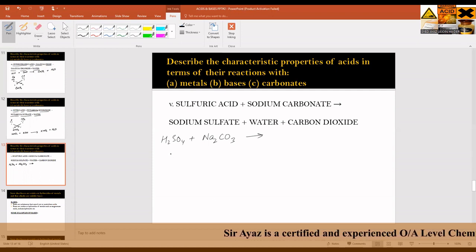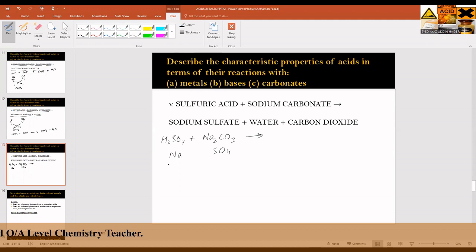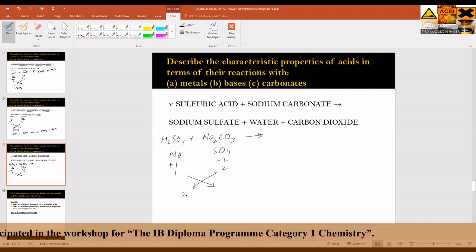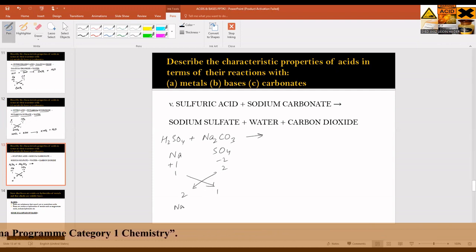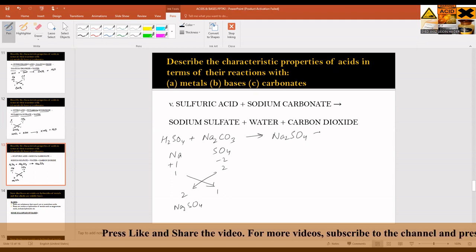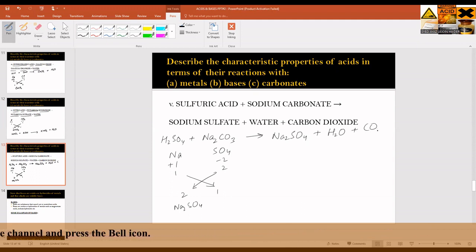So let's predict the formula between sodium and the sulfate ion. Sodium belongs to group 1, so it must carry a +1 charge. Sulfate carries -2. Ignoring their charges, these numbers 1 and 2 will be exchanged. So you will get Na2SO4, which is sodium sulfate. The other products will be water, H2O, and carbon dioxide, CO2.